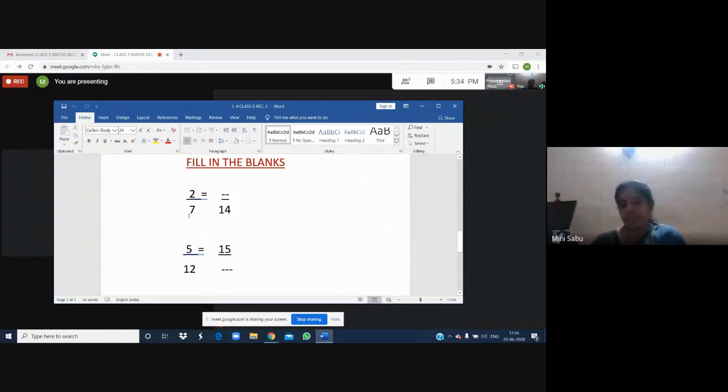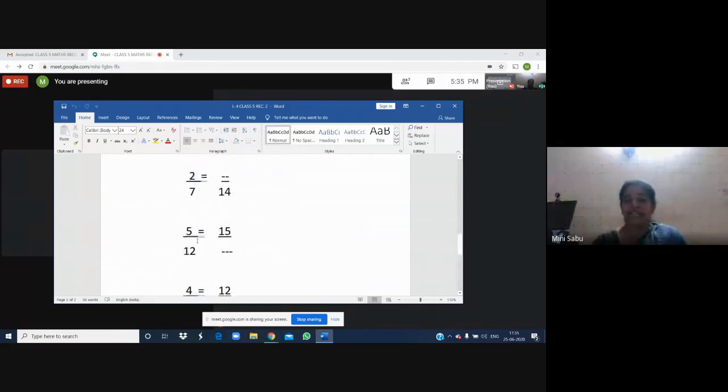Here we have to find out the relationship between these two. What is the relationship between 7 and 14? How did 7 become 14? 7 doubled to get 14. 7 2s are 14. As per our rule, if you multiply here by 2, here also we should multiply by 2 only. So 2 2s are 4. I gave you the answer down here.